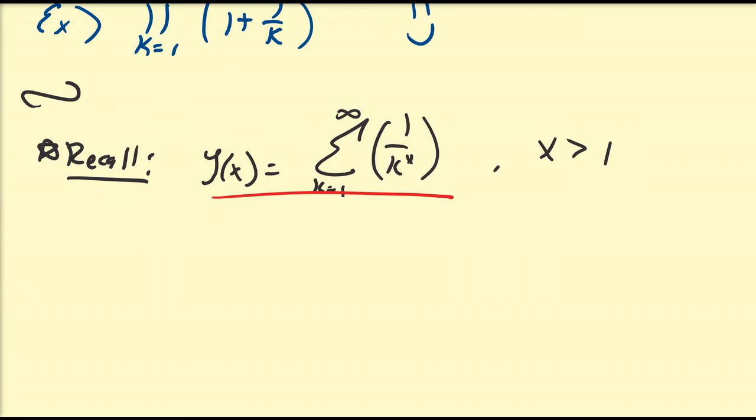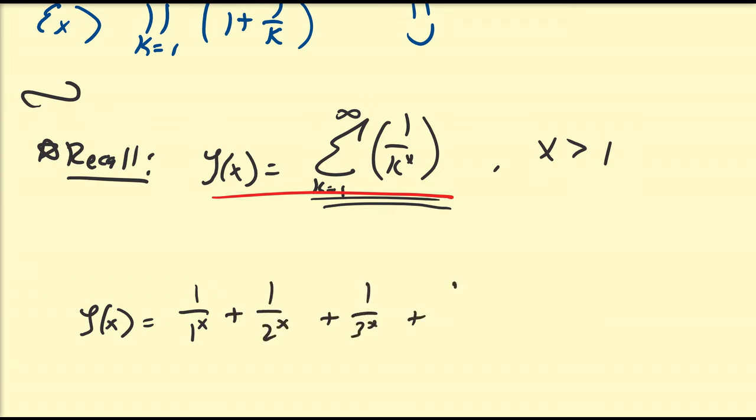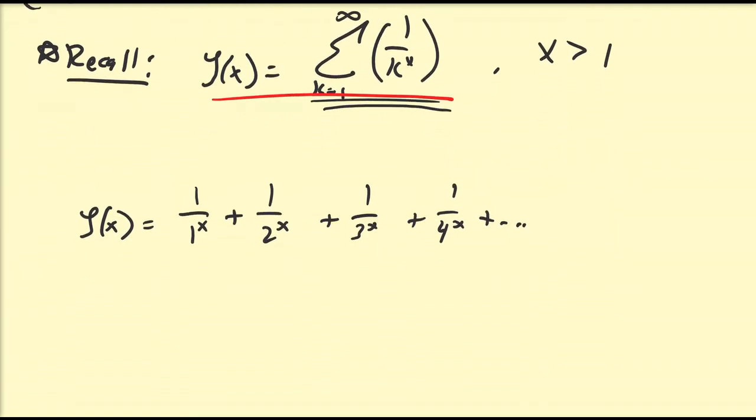So when we divide this expression by 2 to the x, what does that give us? Well, let's first look at the expanded form of the summation. So zeta of x is going to be equal to 1 over 1 to the x plus 1 over 2 to the x plus 1 over 3 to the x plus 1 over 4 to the x, and so on. So when I divide both sides by 2 to the x, what do I get?